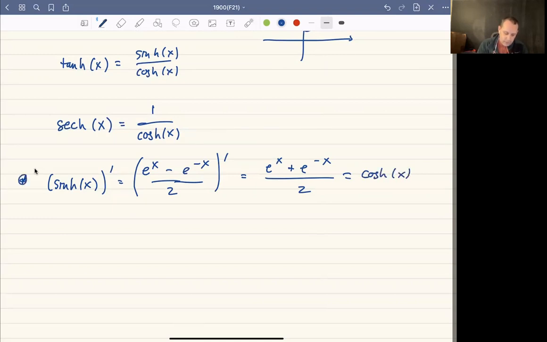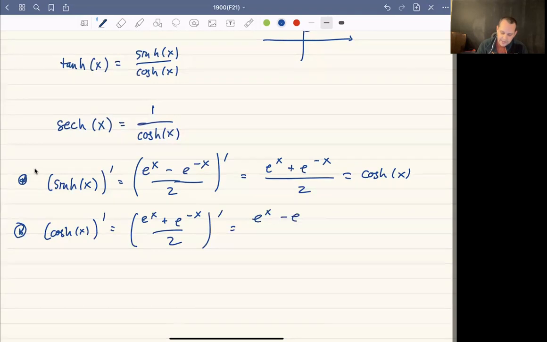Likewise, for the derivative of hyperbolic cosine, cosh is e to the x plus e to the negative x over 2. When we differentiate, we get e to the x minus e to the negative x over 2, since the 1/2 tags along, the derivative of e to the x is itself, and the derivative of e to the negative x is minus e to the negative x. And this is hyperbolic sine. So it turns out that sinh and cosh are derivatives of each other.